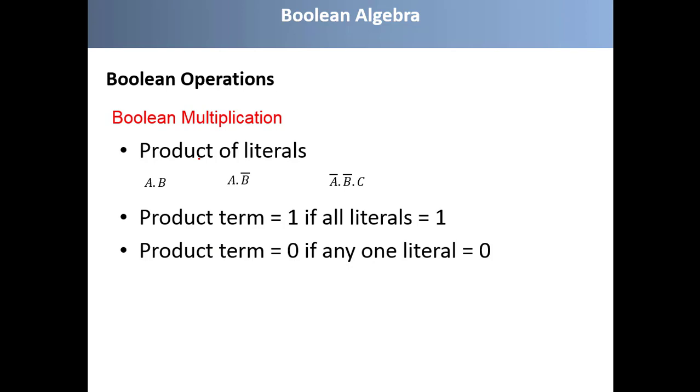In case of Boolean multiplication, it is represented as a product of literals, a and b complement, a complement and b complement and c, etc. The basic condition is that if all the literals are equal to 1, then the product term is equal to 1. Otherwise, if any one of the literals is equal to 0, then their product is equal to 0.